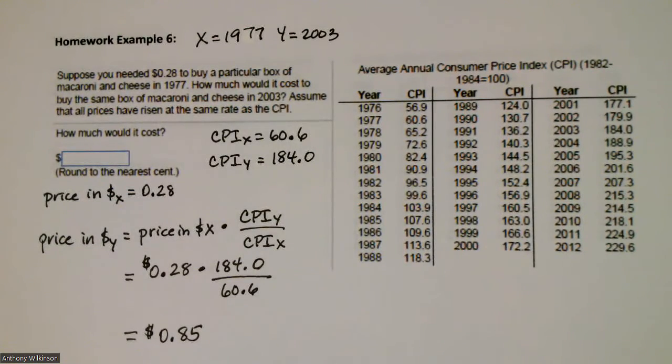So in other words, the cost to buy the same box of macaroni and cheese in 2003 would be 85 cents. Okay.